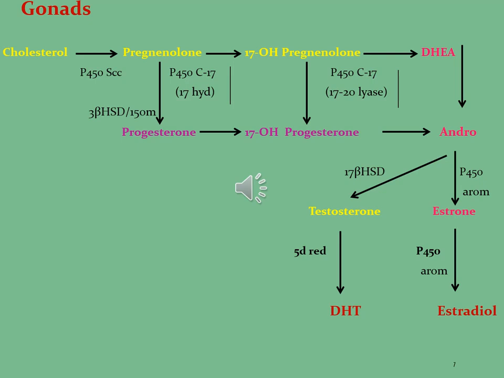Let's see how androstenedione is changed into testosterone and estrone. The androstenedione is changed into testosterone by the effect of enzyme 17-beta-HSD and changed into estrone by the effect of enzyme P450 aromatase. The testosterone is further changed into DHT, that is dihydrotestosterone, by the effect of enzyme 5-alpha reductase, and estrone is changed into estradiol by the effect of enzyme P450 aromatase.